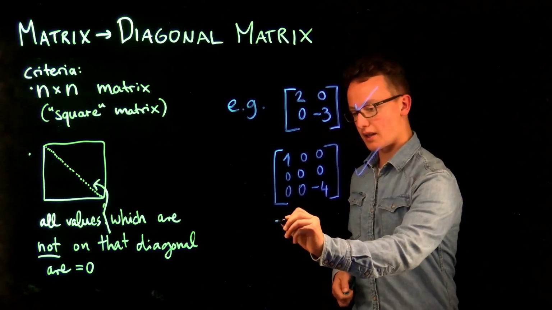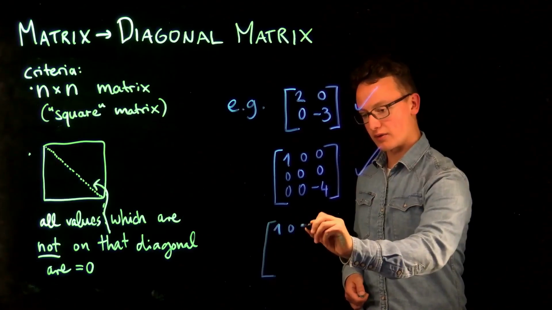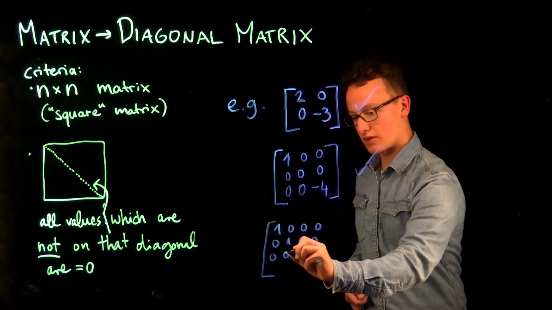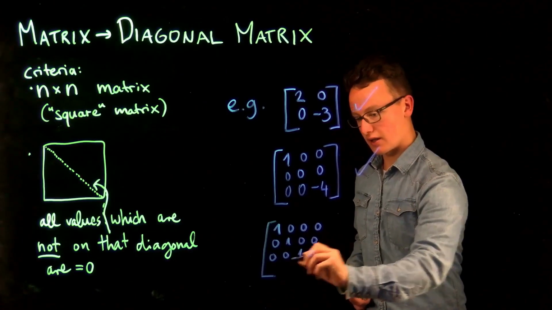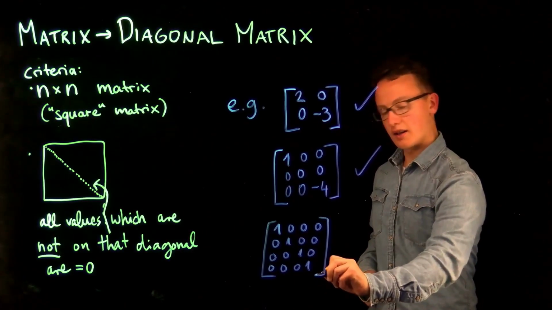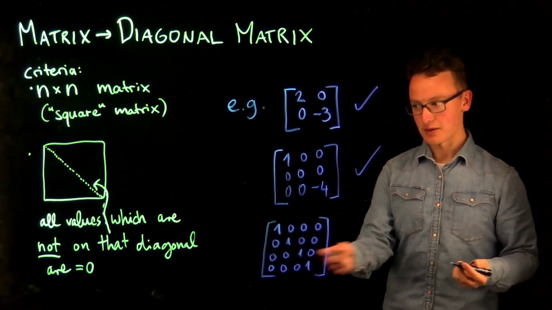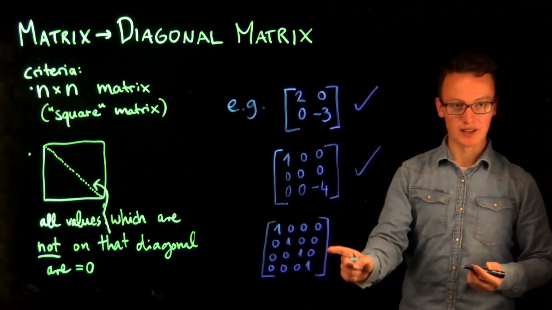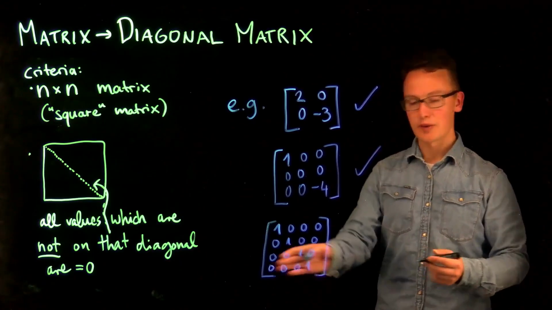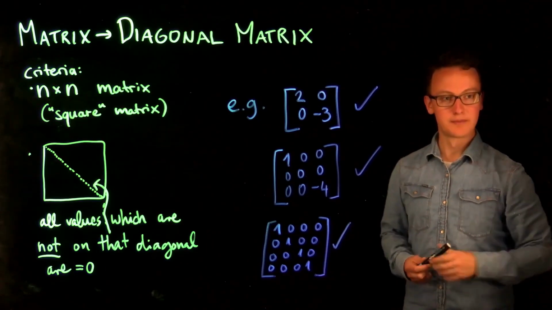Or we could have, let's say, a 4 by 4 with the following values: 1, 0, 0, 0, 0, 1, 0, 0, 0, 0, 1, 0, and 0, 0, 0, 1 finally. Now this one's a bit boring, it just has ones on the diagonal, but that's all fine because the criterion says we need to have zeros everywhere else, and that's satisfied here too. So just the diagonal has different values, ones in this case, but everything else is 0, so this counts as a diagonal matrix as well.